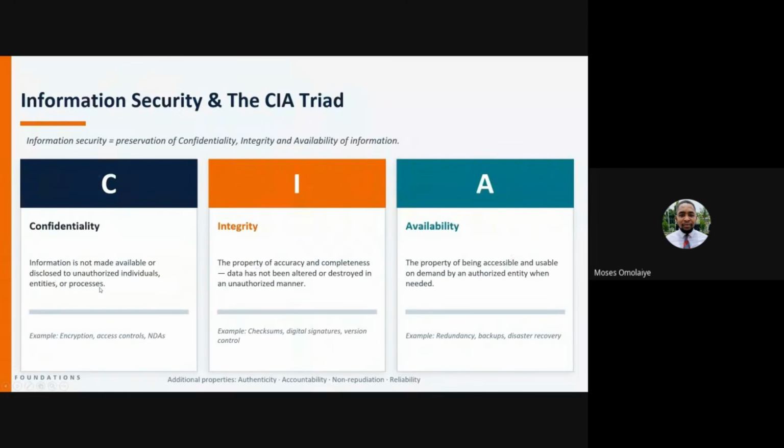So there are some additional properties. That means your data must be authentic, and then there must be accountability and non-repudiation in place. Non-repudiation is a case where that is why you have server logs, so that when you do something, you cannot deny. When we go to the logs, we see that by 2 p.m. on Thursday, the 16th of November 2024, Moses logged in and changed a user's password. So non-repudiation doesn't give you the chance to deny what you have done when you've actually done it. And then reliability is also part of it.